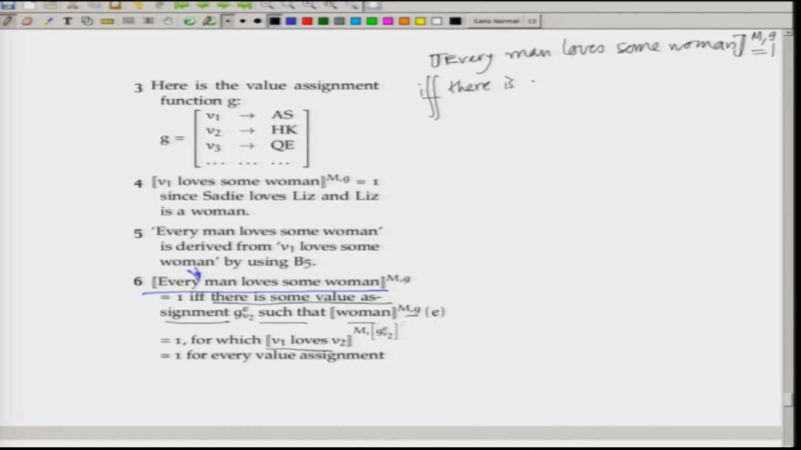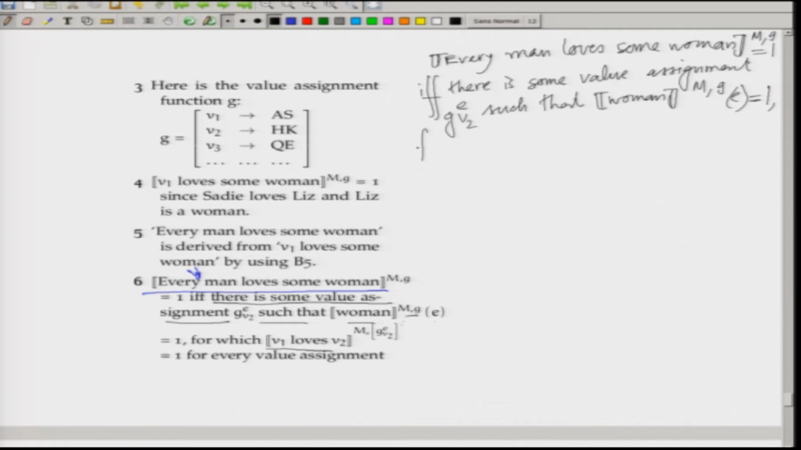there is some value assignment GEV2 such that, now this will be a woman M G, that takes V is 1, for which V1 loves V2 with respect to M is 1. I would put it this way and I would erase this part here.